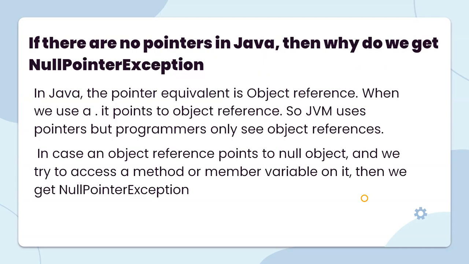The next question is, if there are no pointers in Java, then why do we get a null pointer exception? In Java, the pointer equivalent is the object reference. The JVM uses pointers, but programmers only see object references. If an object reference points to a null object and you try to access a method or member variable on it, then you will get a null pointer exception. That is, if a reference variable holds a null value and you try to use it, we will get a null pointer exception.